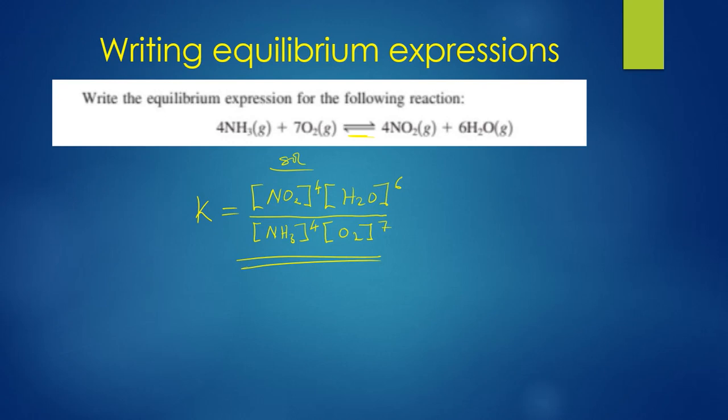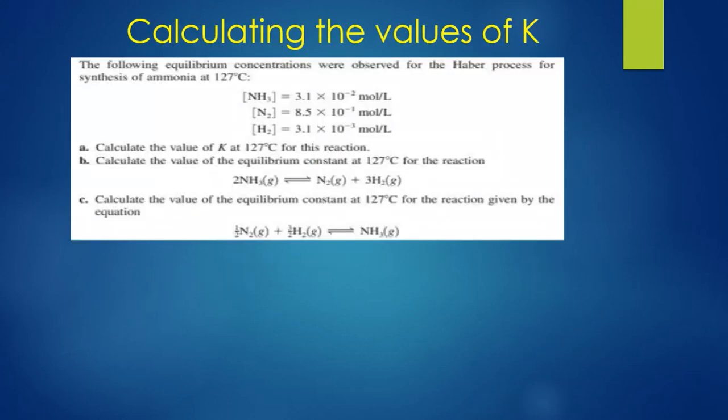I'm sure it's clear. Now let's do the other question, the last question, so that you can understand clearly. So here now, calculating the values of K. Here I'm going to show how to calculate the values of K. The question is saying the following equilibrium concentrations were observed for the Haber process for synthesis of ammonia at 127 degrees Celsius. The concentration has been given for ammonia: we are having 3.1 times 10 to the power negative 2 mole per liter. And for nitrogen, we are having 8.5 times 10 to the power negative 1 mole per liter.